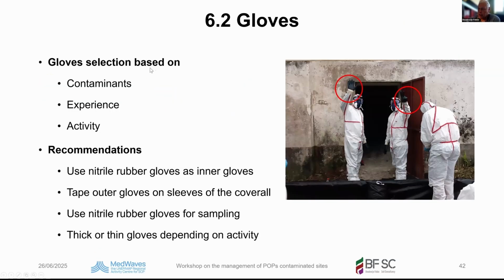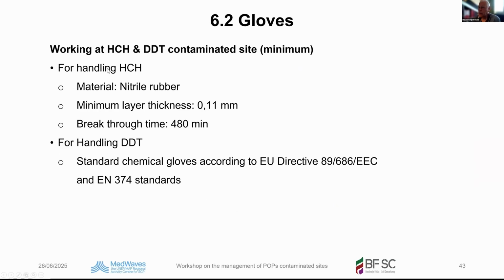Glove selection is based on the contaminant, experience and activities. Recommendation: use neutral gloves as inner gloves. Tape outer gloves on the sleeves of the overall. Use neutral gloves for sampling. Use thick and thin gloves depending on the activities. Here you see, as we go inside the store for work, they are taped. Here again is the example of working on an HCH and lindane contaminated site.